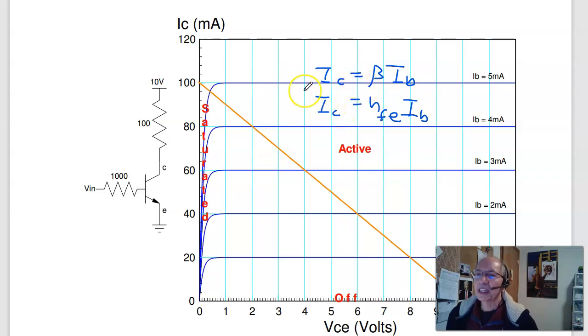To find out what the gain is, just take the ratio. 5 milliamps produces 100, a 20 to 1 ratio. 4 produces 80, 3 produces 60. Always 20 to 1. So that tells you the transconductance gain is 20.